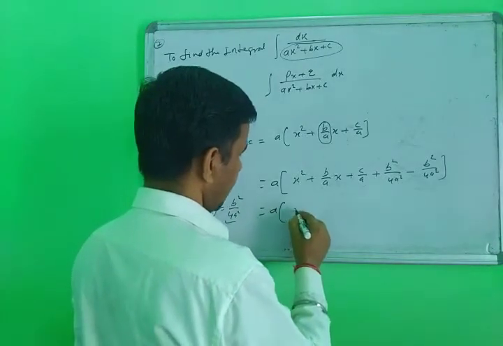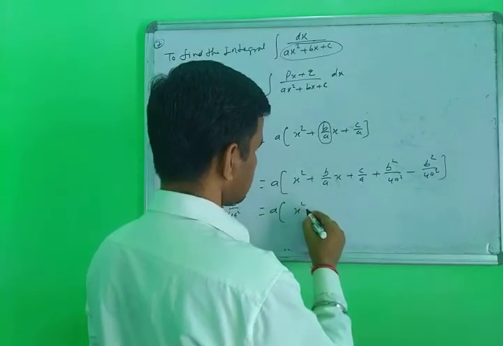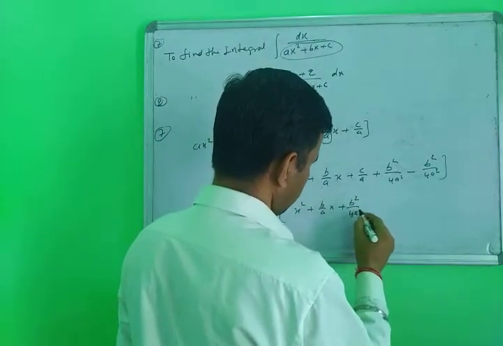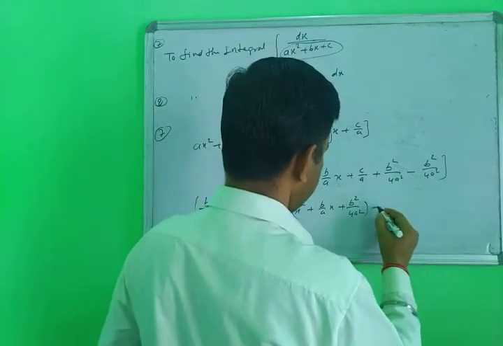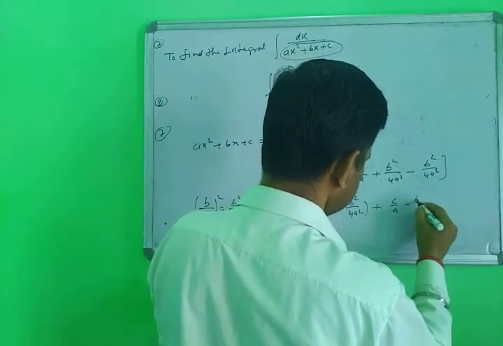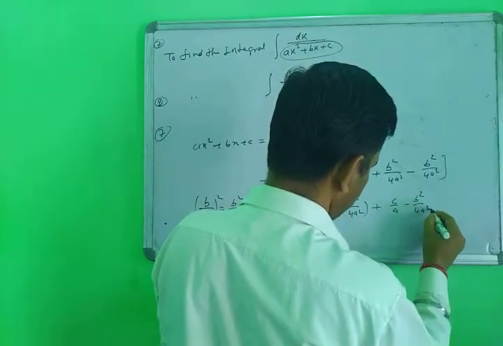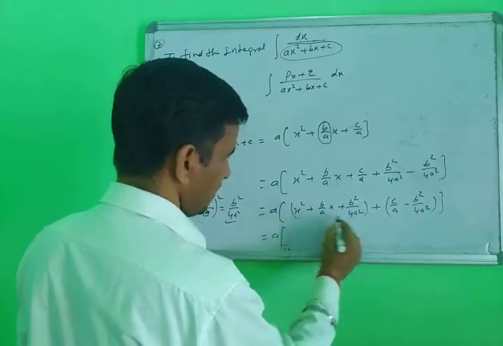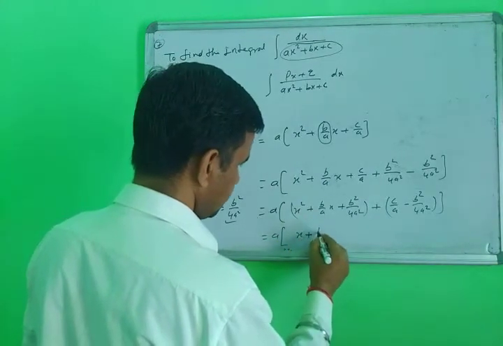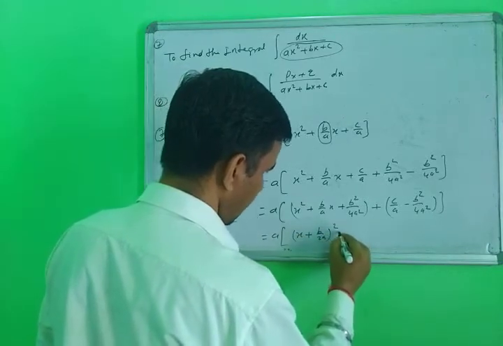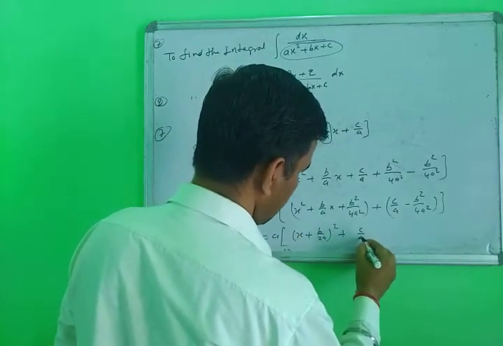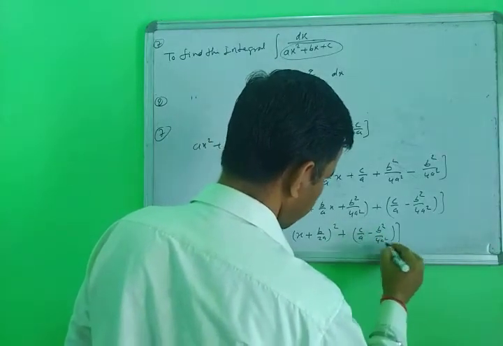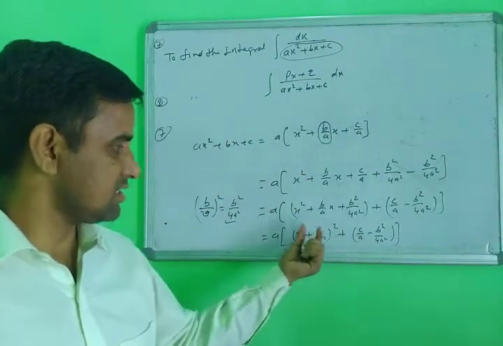Then x square plus b upon a x plus b square upon 4a square, using this identity, make one group. And next, plus c upon a minus b square upon 4a square. This will make the second group. After that, what is the value of this? This is x plus b upon 2a whole square plus c upon a minus b square upon 4a square. This is the constant term, and this is the variable term.